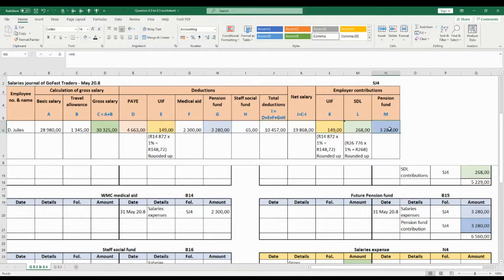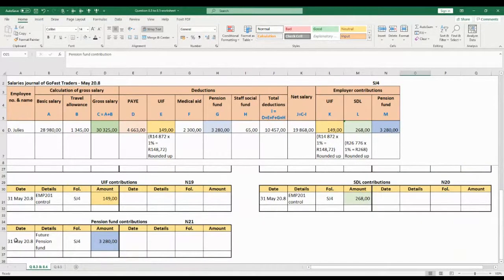Now, for the employer entry, we have to bring in the debit and the credit. This is the credit entry, this is the liability. And the debit entry will go to your pension fund account. Because the amounts are the same, you would enter the same amounts in here, but your details will change to your expense account name. So your pension fund contribution account: we credited your future pension fund, but now we have to debit your pension fund contribution, your expense account, with that same amount in order to have an equivalent debit and credit amount.